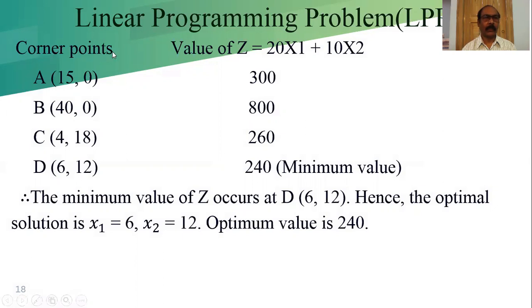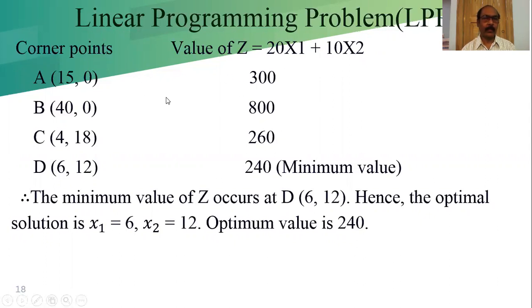Now, the corner points are A, B, C, D. Coordinates of A are 15, 0. Coordinates of B are 40, 0. Then C is 4, 18. And D is 6, 12. These are the 4 corner points of the feasible region. Now our Z function is Z equals 20x1 plus 10x2.